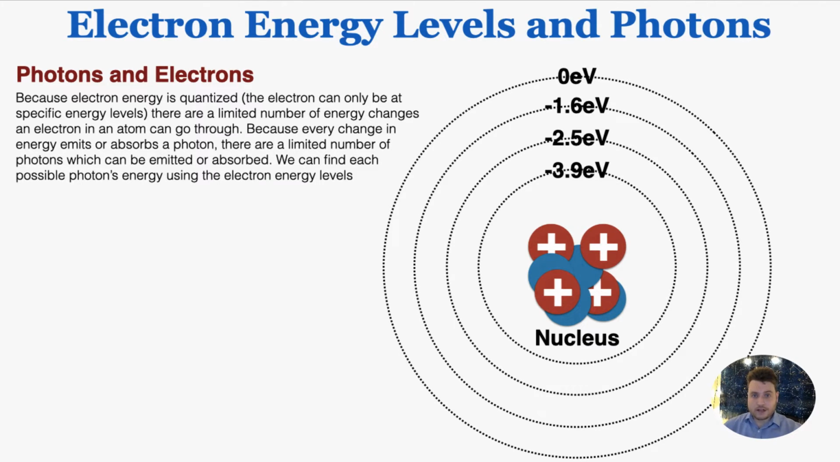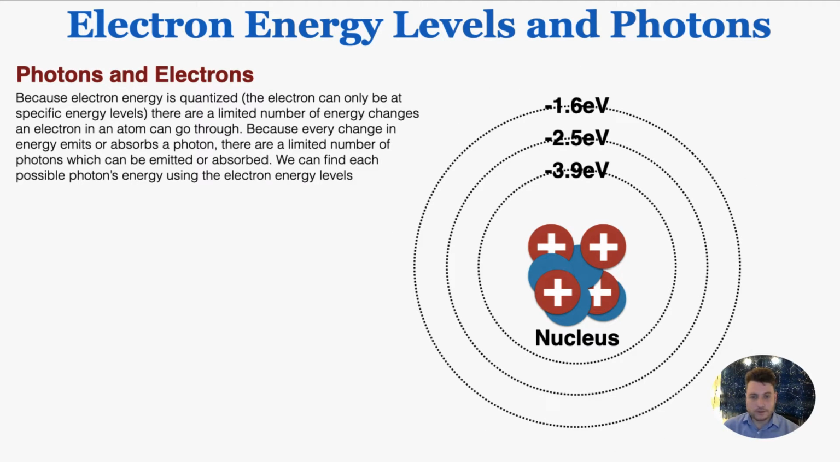So every energy change involves a photon with that same amount of energy, and there are a limited number of energy changes that can happen, so there are a limited number of photons that can interact with this atom. We can find each possible photon's energy using the electron energy levels. Normally when we do these problems, we're given energy levels that don't include the zero energy level, so I'm going to ignore that for now.